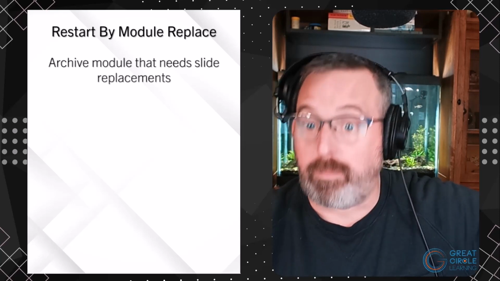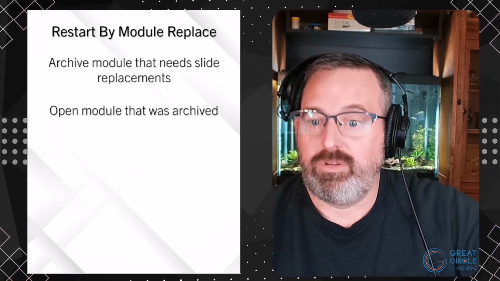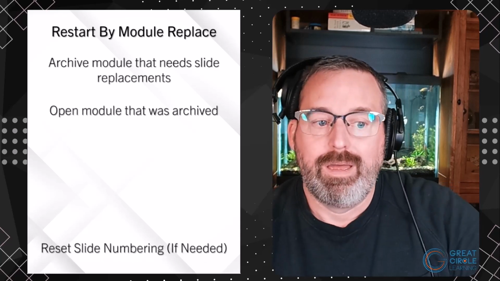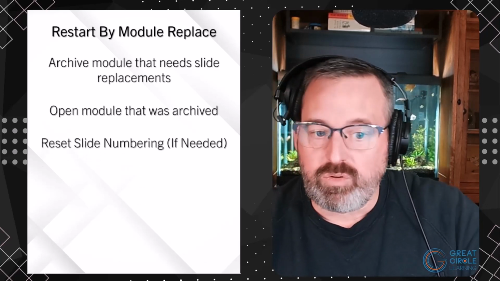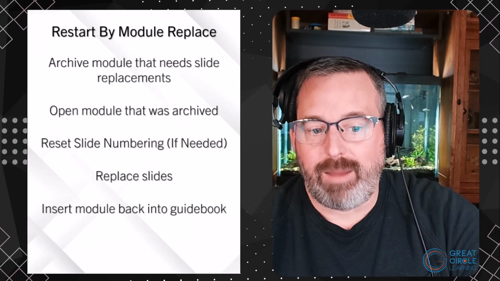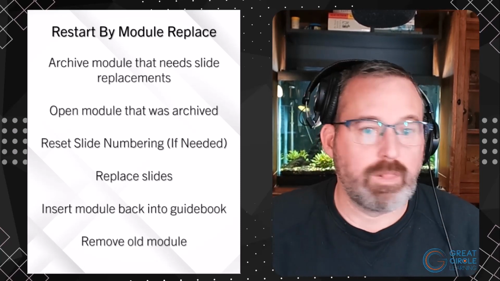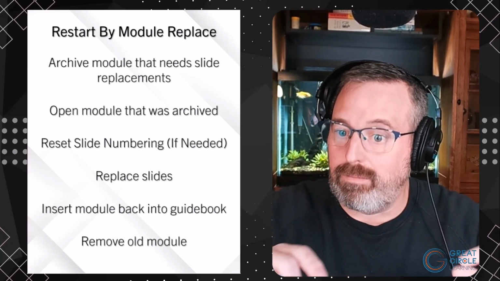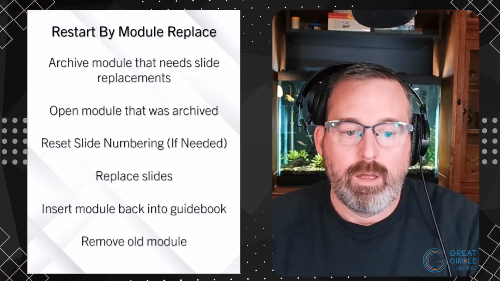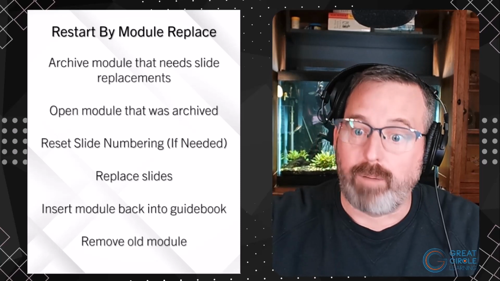So again, we're going to archive out the module that needs to be updated. We're then going to open up that module, since it's archived out using the librarian feature. If you needed to reset your slide numbering, you can do so. Now we're going to replace the slides. Then you've got to insert them back into the guidebook. And lastly, you'd remove the old module, which you can do using the librarian function as well, and just choose delete module or lesson, and that's why we rename the one we're replacing old or replace or something like that. But that's the process for replacing slides when it's restart by module.